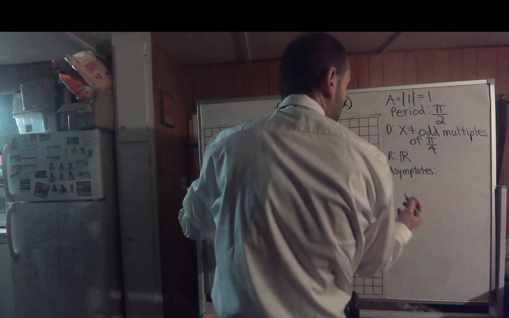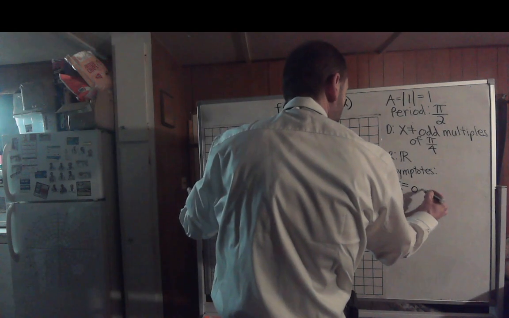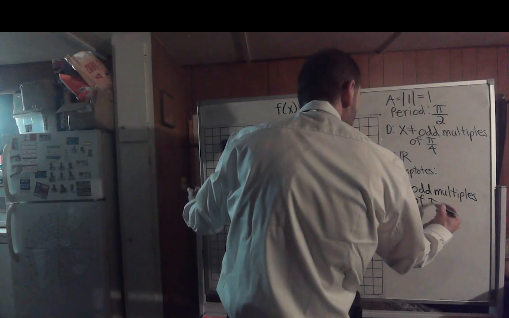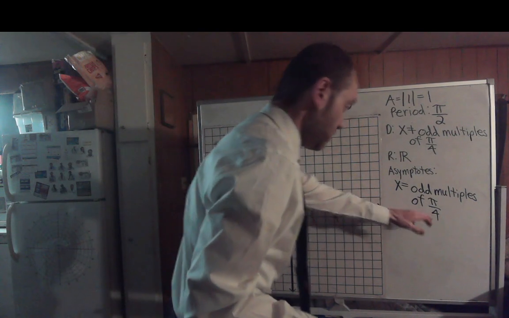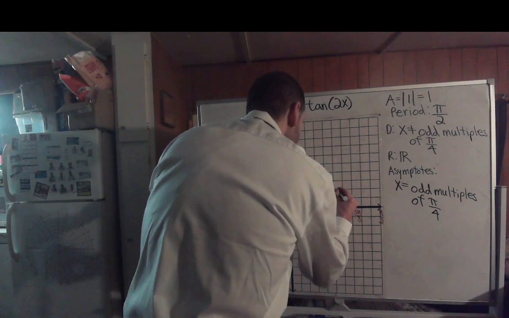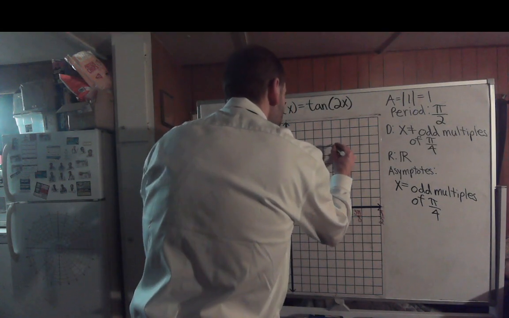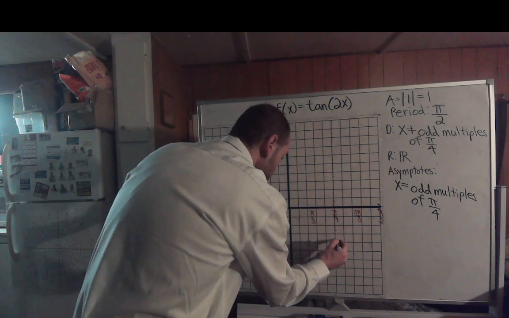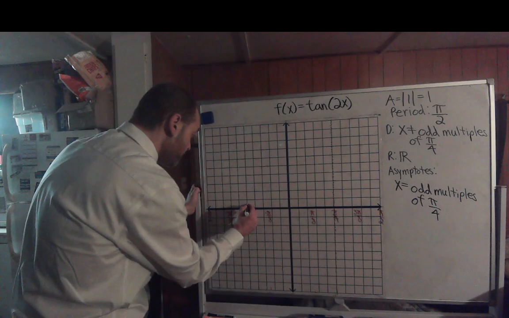Which is going to give you asymptotes at x equals those odd multiples of pi over 4. So you can just take your asymptotes, divide by that 2, you'll end up getting pi over 4. Your range is still all real numbers, that hasn't changed. Now let's plot these asymptotes. So you have one at x equals pi over 4, because if you take 2 times pi over 4, well, you'll just get pi over 2, which would produce a vertical asymptote, an undefined value. Then we have negative pi over 4.